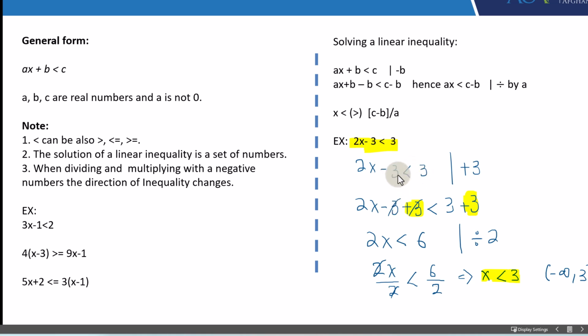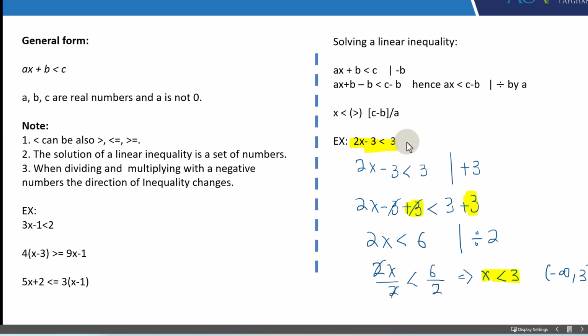With that, we get rid of minus 3 by this plus 3, and minus 3 plus 3 is 0. On the other side, though, we get 3 plus 3, which is 6. As a result, we get 2x is smaller than 6. Then we divide both sides of this inequality by 2 in order to get rid of this 2. Since 2 is a positive number, the direction of inequality doesn't change. So 2 divided by 2 is 1, 6 divided by 2 is 3.